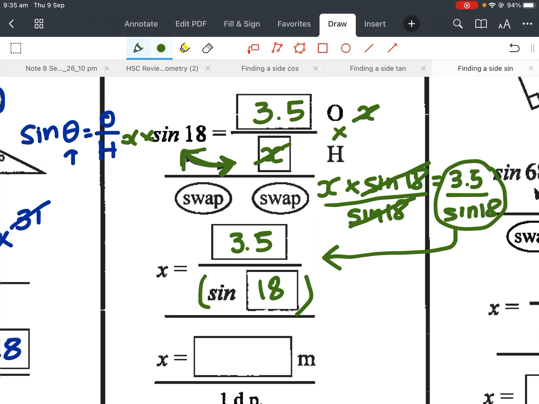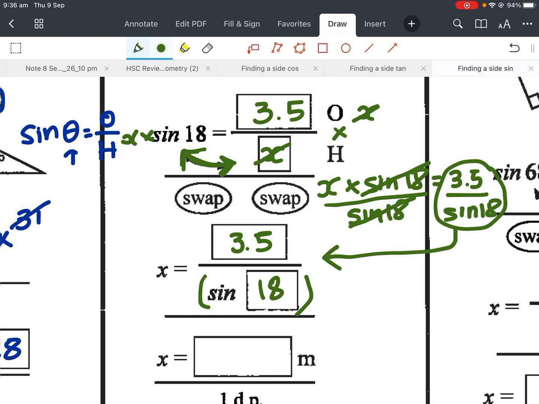But if it's not giving you the answer that I'm about to get, which is, oh, I just lost it. 3.5, fraction key, sine 18. Now, close brackets on the Casio if it opens the brackets on the bottom, otherwise it's going to give you a math error. It's really annoying. And I get 11.32.